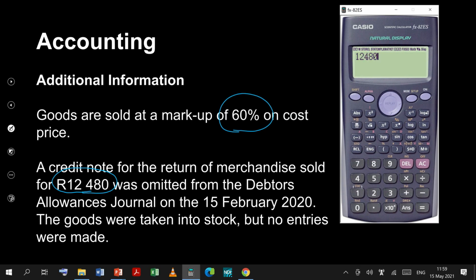You want to calculate the cost of sales. The selling price of that particular credit note was 12,480. You want the cost price in order to adjust the cost of sales amount, okay? And how are we going to do that? Times 100 divided by 160, and this is going to give you a figure of 7,800.